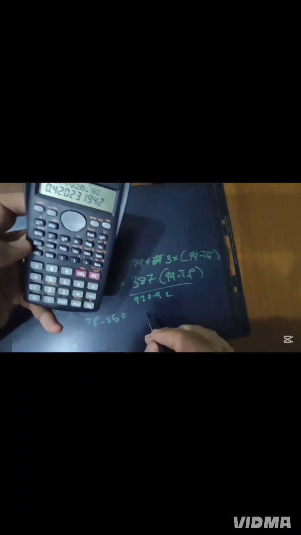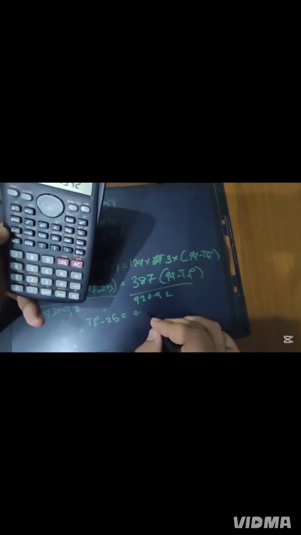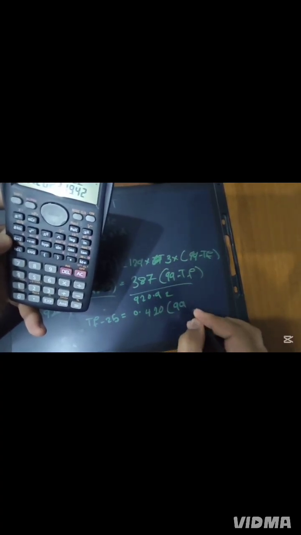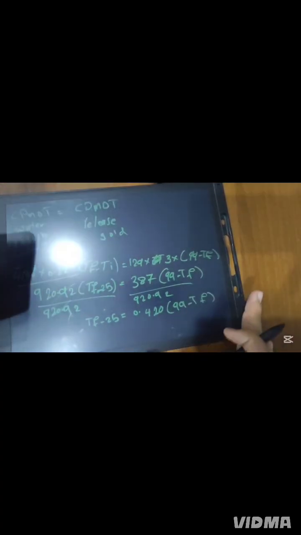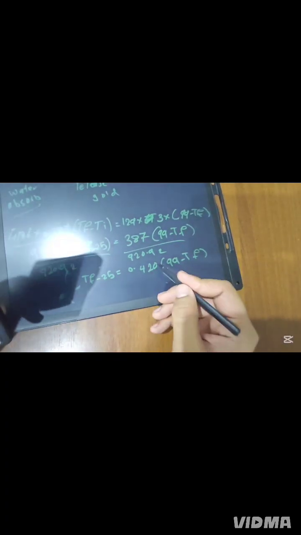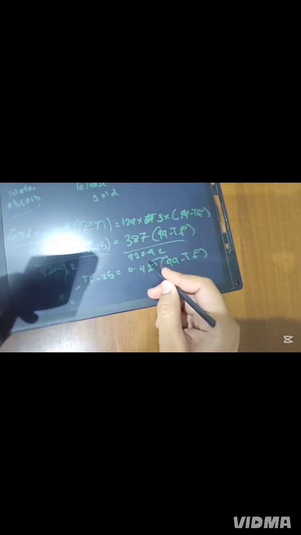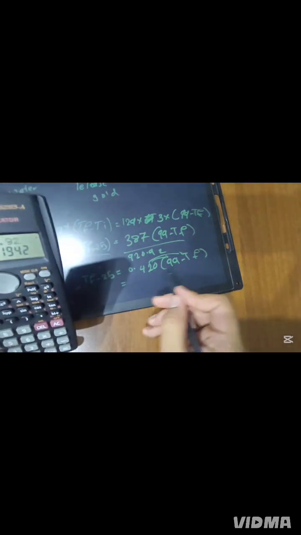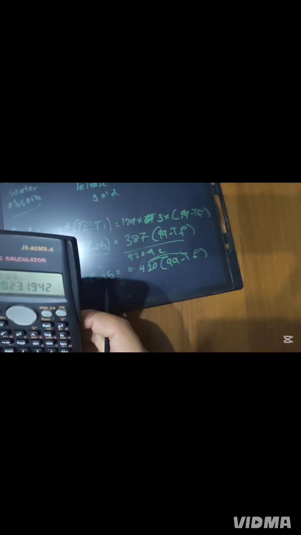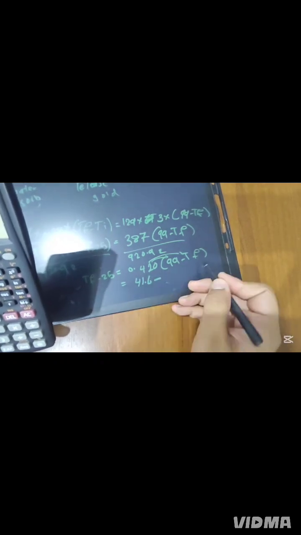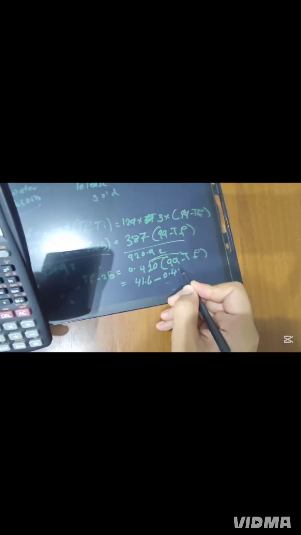The answer 0.42. Bring down this bracket, 99 minus TF. Then, because there is a number next to the bracket, it is obligatory to multiply it with both terms inside the bracket. 0.400 times 99, the answer will be 41.6, minus this number times TF.